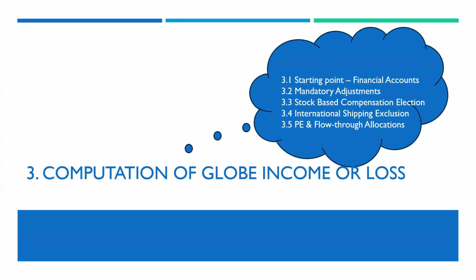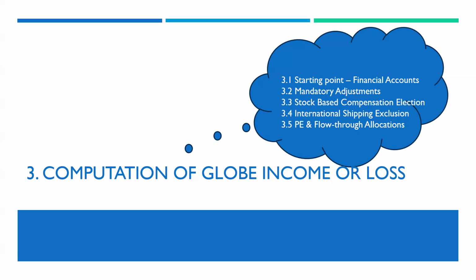Then we find the adjusted covered taxes. We divide adjusted covered taxes by Globe income to find the effective tax rate, right? Whether we are a low-tax constituent entity or not is determined by this division. So let's go into understanding Globe income and adjusted covered taxes. The whole of this week is on the computation of that Globe income.